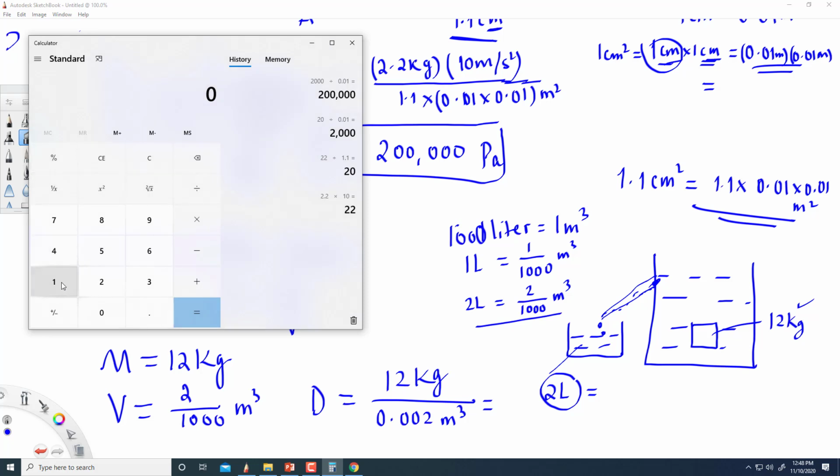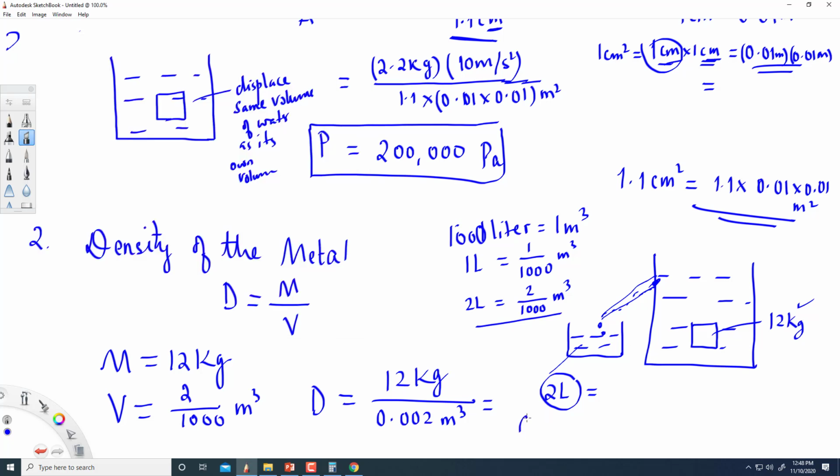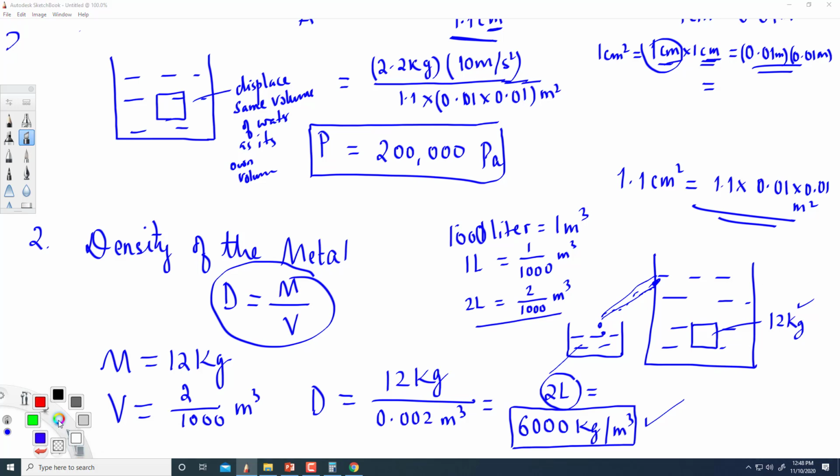So 12 over 0.002 gives us 6000, kilogram on the top and meters cubed on the bottom. So 6000 kilograms per meter cubed is the density of the metal. So that answers number 2. Okay, let us look at number 3.